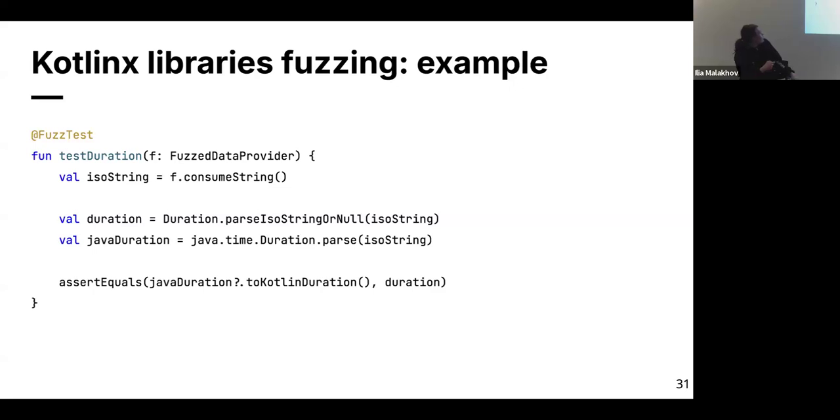Let's consider the example of the test we made for kotlinx datetime. Here we have our first data provider. We consume some string from it. Then we parse it using a Kotlin method and using a Java method. Essentially, they both should return the same duration. So we have an assertion to actually check that.